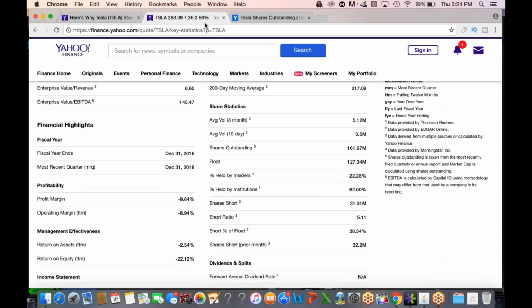And even then, if you see with Tesla, they have 161 million outstanding, but it says the float is 127. I don't know how much they're authorized to have available, but even by this, you could see that there's still 40 million shares. Outstanding is shares held by everybody, including insiders and the public. Float is just the amount of shares held by the public. So by them, you could see the difference in the amounts.